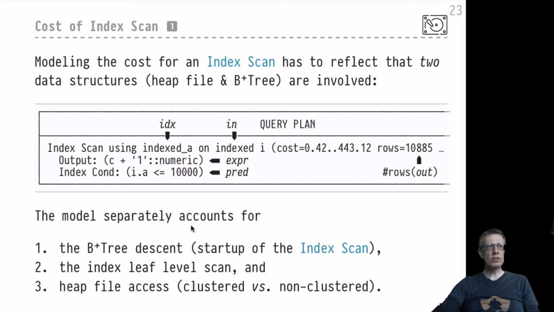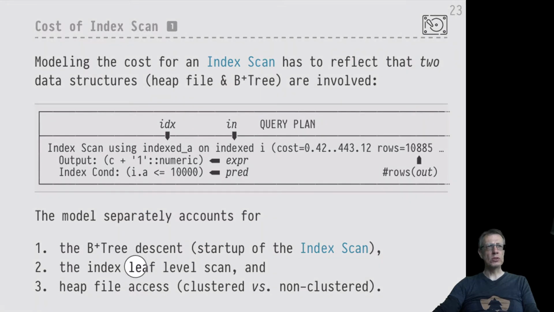You will see that the index scan cost model is indeed a three-part cost model that separately accounts for the B+ tree descent. We first need to descend inside the B+ tree from the index root node to the leaf level before we can start scanning the leaf level and produce rows during that index scan. So that B+ tree descent will add to the startup cost of the index scan. All of this has to be done before the first row can be produced.